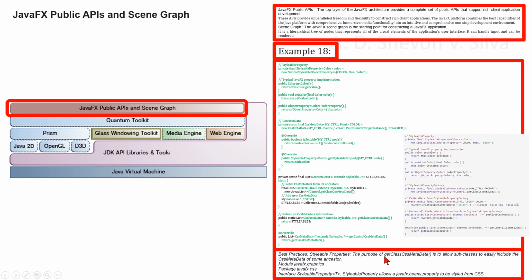The completed example is done. Now we are considering stylable properties and best practices. The purpose of getClassCssMetaData is to allow classes to easily include the CSS metadata of some anchor.